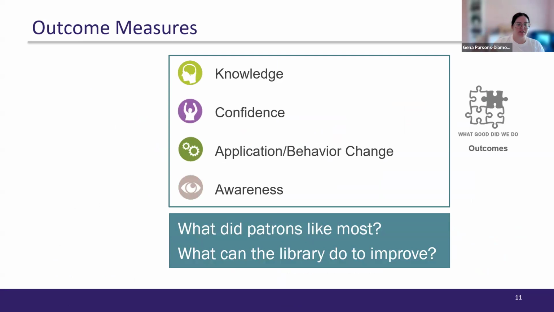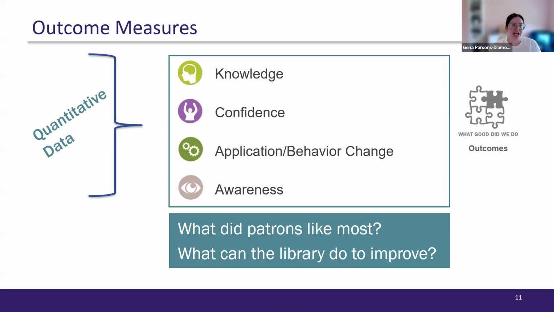The Project Outcome surveys are designed to capture 4 key outcomes: knowledge, confidence, application or behavior change, and awareness. Each survey also contains 2 open-ended questions that help you get the most out of your patrons' feedback. What did they like most about the program? And what can the library do to improve? These open-ended questions are invaluable to libraries. This is where you can gain the most insight into how to help your patrons and gather qualitative evidence to demonstrate value in your community.